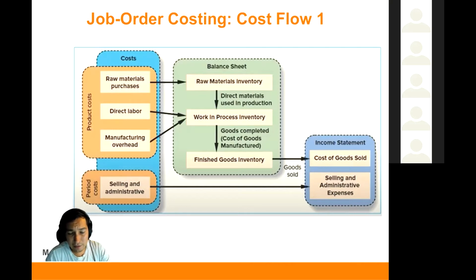Once it's seated in the finished goods inventory, and then once we sell it, it moves to cost of goods sold, the expense on the income statement.